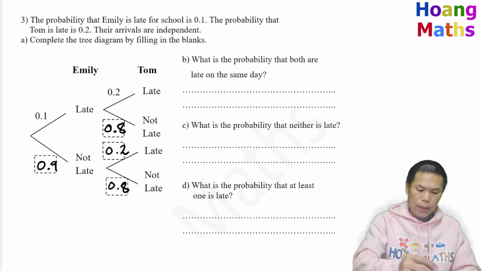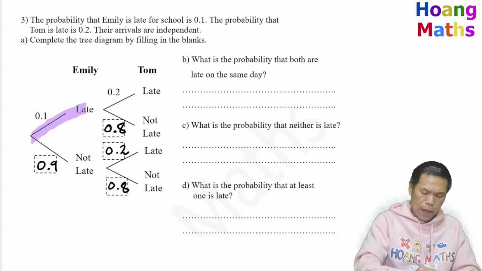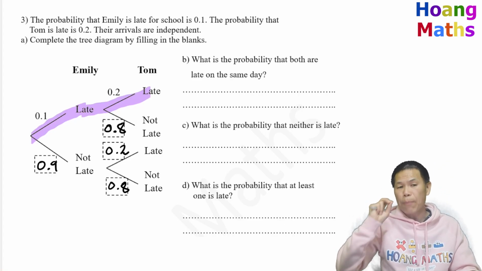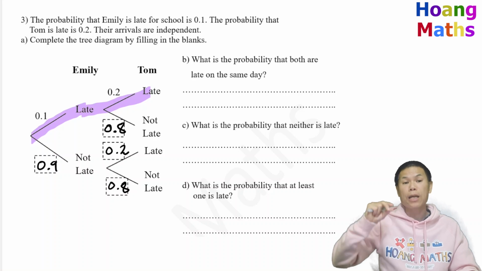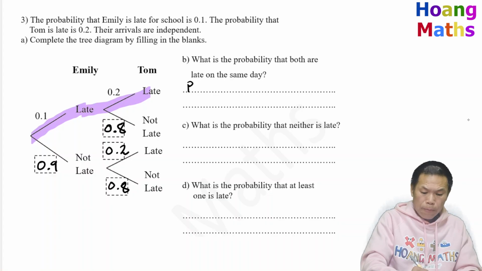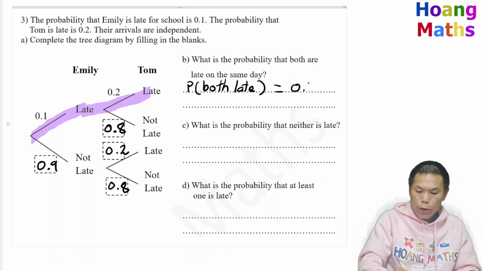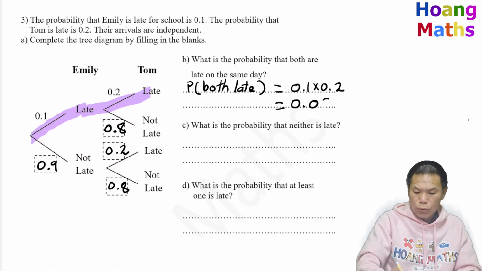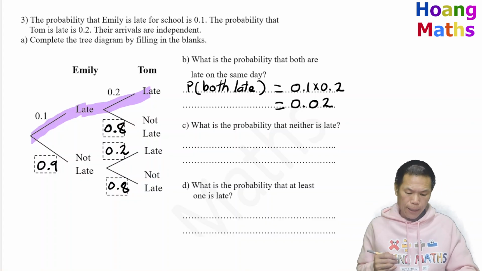So both are late will be Emily late and Tom late. So this branch, we times them together. Okay, so 0.1 times 0.2. So let me just write this down. So probability both late. That is 0.1 times 0.2. And 1 times 2 is 2. So we have 2 decimal places. So 0.02. Otherwise, just put it on a calculator.